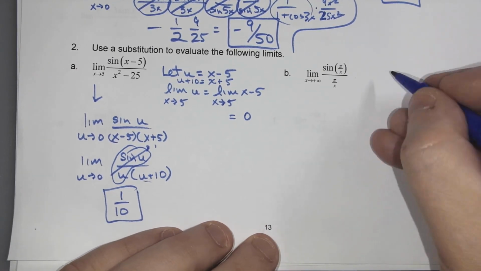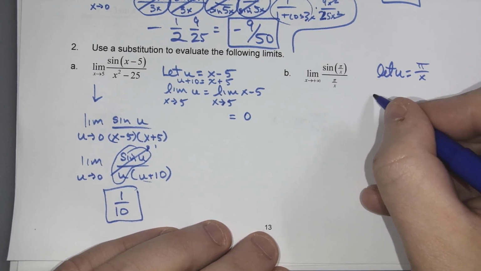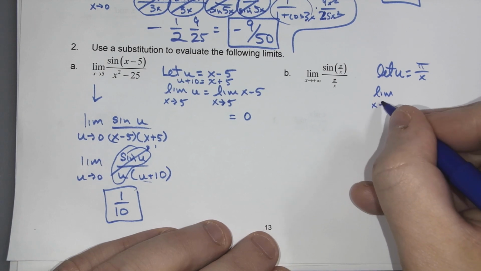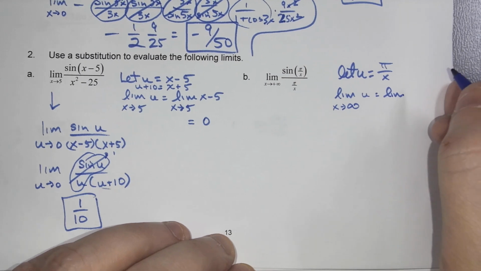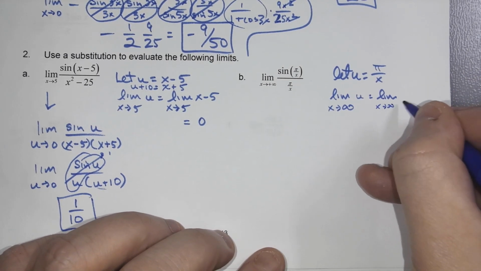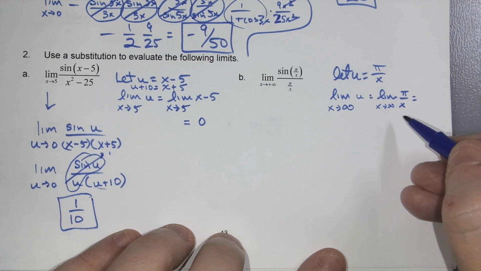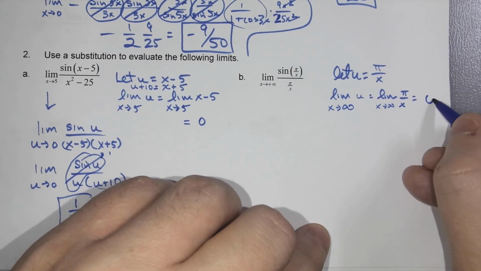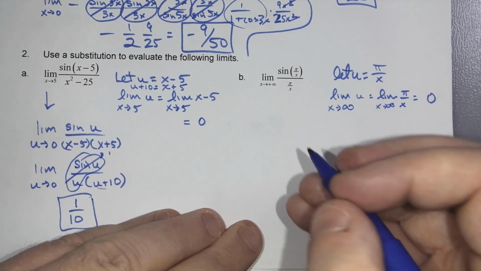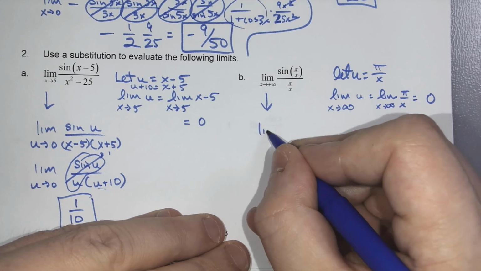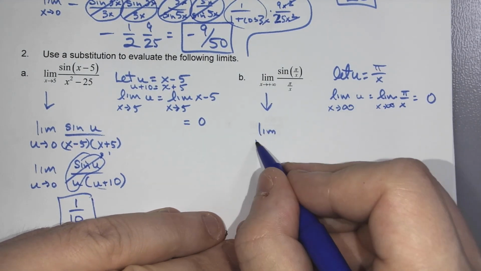How about over here? Let u equal pi over x. Then if we take a limit as x goes towards infinity of u, that would be the limit as x goes towards infinity of pi over x. And pi, which is finite, over an infinitely large number is going to get very, very close to 0. So therefore, with the rewriting, as x goes towards infinity, we see that u tends to 0.